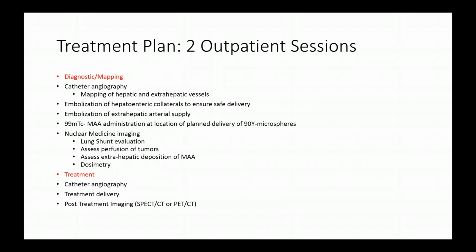If you have some of the MAA, the surrogate, that you see in the stomach, we need to figure out why the activity ended up in the stomach. It should not obviously be in the stomach. The duodenum or pancreas are the most common. And then the patient comes back for a second day for the actual treatment.